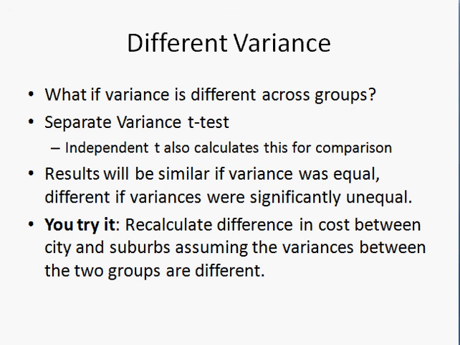So we can go ahead and try it. So recalculate difference in cost between city and suburbs, assuming the variances between the two groups are different. They're not. We tested and showed that they're not, but we can assume that they're different and run that test. So go ahead and try it.